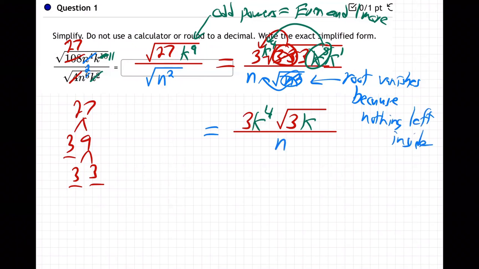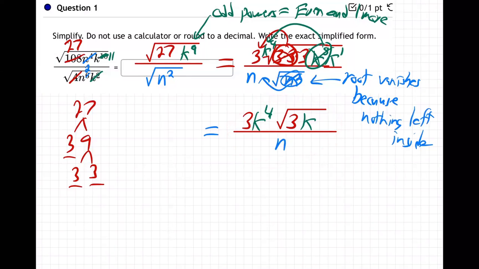You see what happened there? So in that last step, 2 3s in sent 1 out, right? Because roots are a 2-for-1 deal. 2 3s in sent 1 3 out, and 8 k's in sent 4 k's out. So 3k to the 4th out. What's left inside? 3 and k. The bottom, n squared sent 1 n out, and the root's gone because there's nothing left inside the root. So there's our final answer.